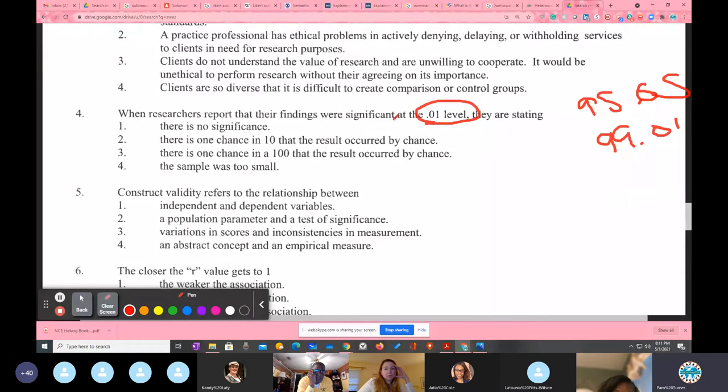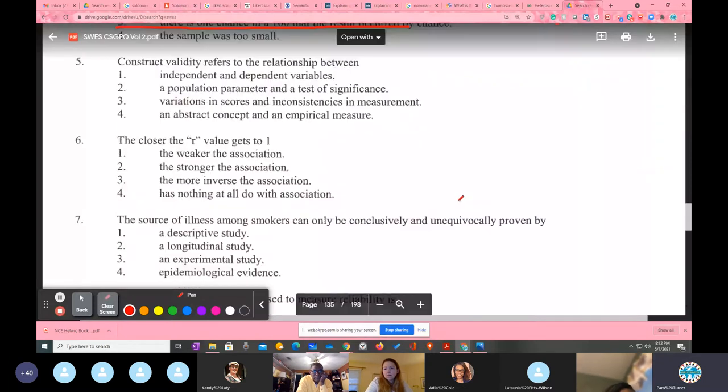That is correct, Cindy. Yay! There's 1 chance in 100. Because what I know then, if I'm at 95 and I change my probability level, which is my P, to 0.99, then I know that my type 1 errors will decrease and my type 2 errors will increase. Okay, number 6, the closer the R value gets to 1.